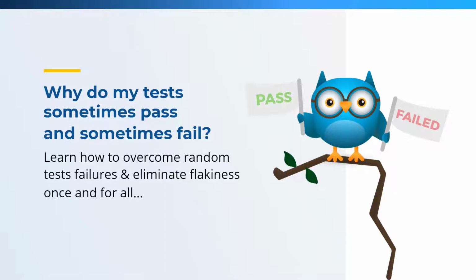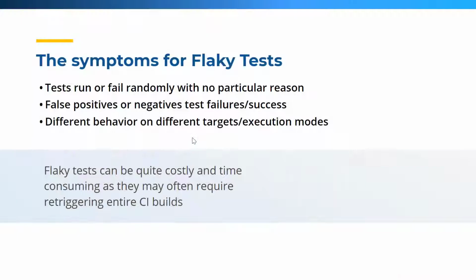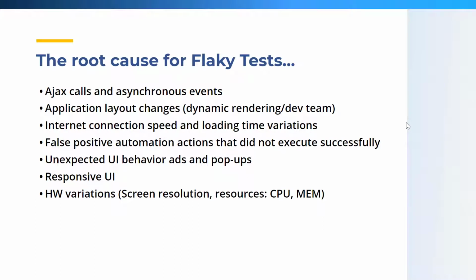Here, we will discuss one of the major issues with test automation and how to overcome them with TestProject. Flaky tests are inconsistent tests, sometimes pass and sometimes fail. Flaky tests can be quite time-consuming and difficult to deal with, often requiring re-triggering entire CI builds. Let's talk about the reasons for this flakiness.